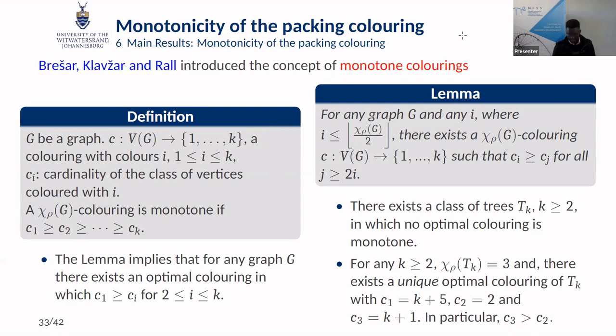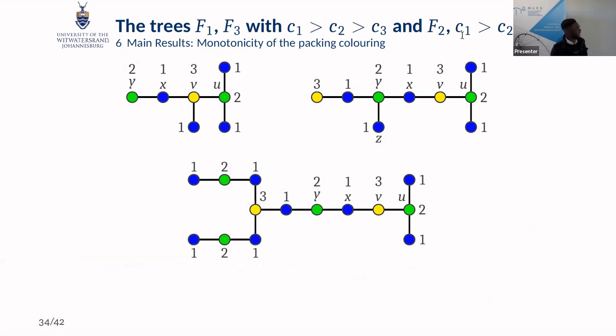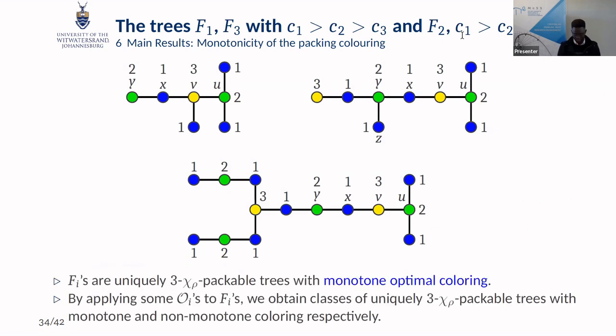And what we have is that I now went to that F1, F2, F3 that we have. I labeled them U, V, X, Y, and the colors are still the basic colors that we know. But the reason why I labeled these U, V, X, Y is just for you to link it with the trees that Bresser established. So if you look here, they are uniquely two-tidal packable.